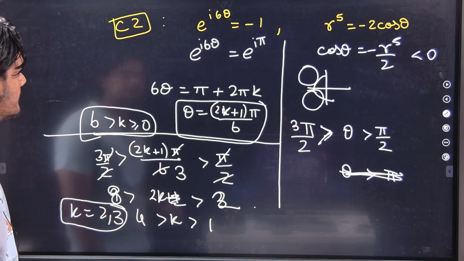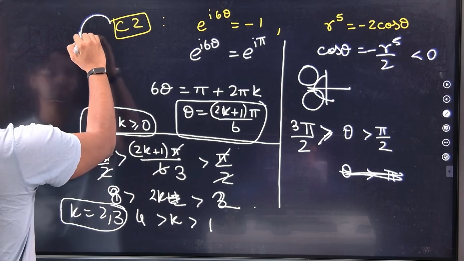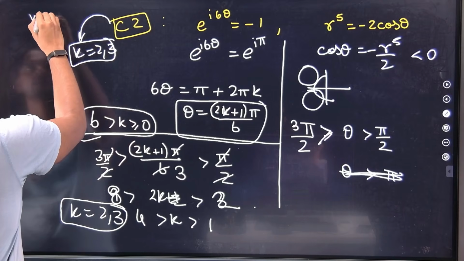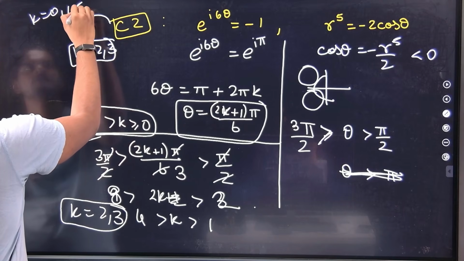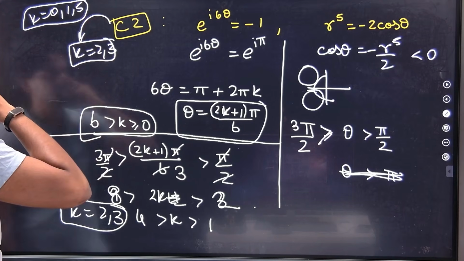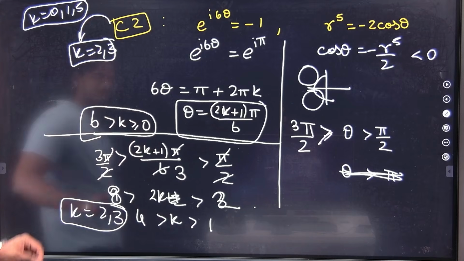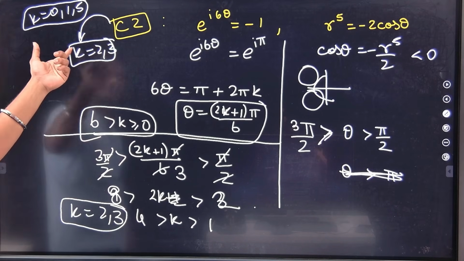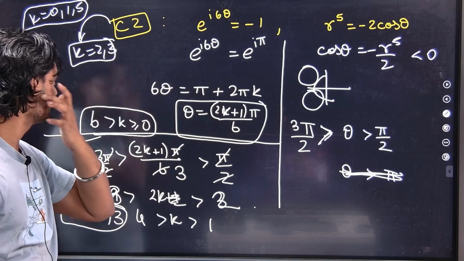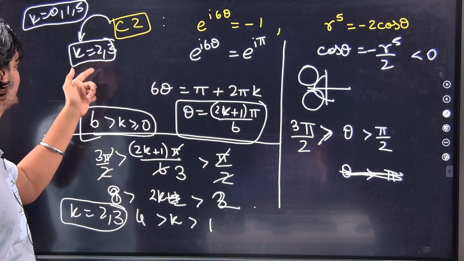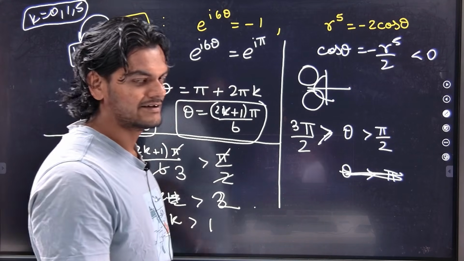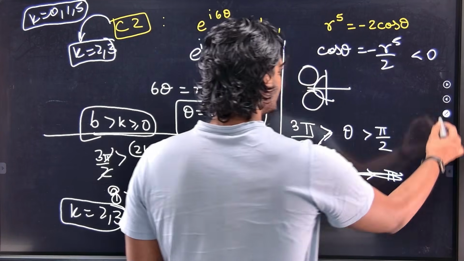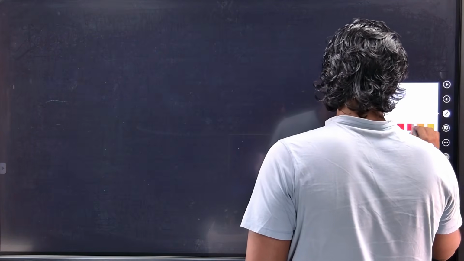So overall, from case 2, I will get k equal to 2, 3. From case 1, I got k equal to 0, 1, 5. So interestingly, we get all k's except 4: 0, 1, 2, 3, and 5. Yeah, so only 4 wouldn't work. Interesting. Now let us try to generalize it. So what is the generalization?